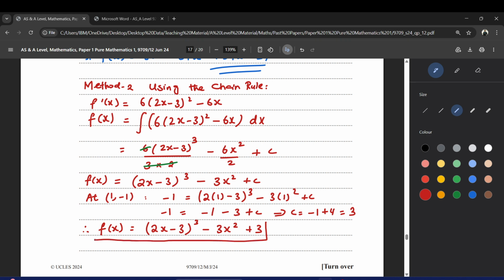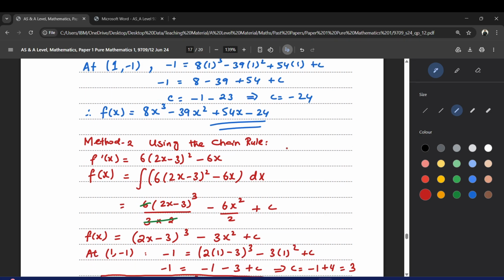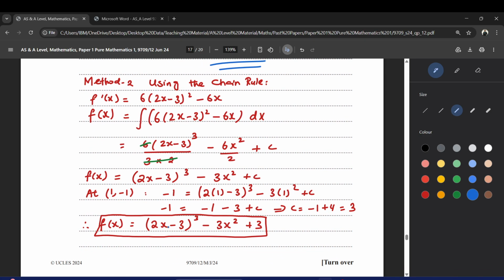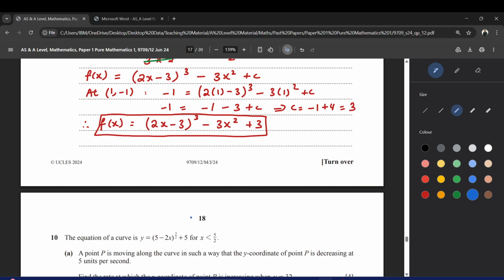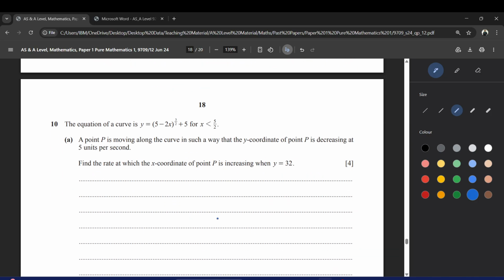Now, they're not different. They're exactly the same answers. However, this is the unexpanded form, and this one is the expanded form. If you expand this and then simplify it, you will still get the same thing. So that is the answer to this part of the question.